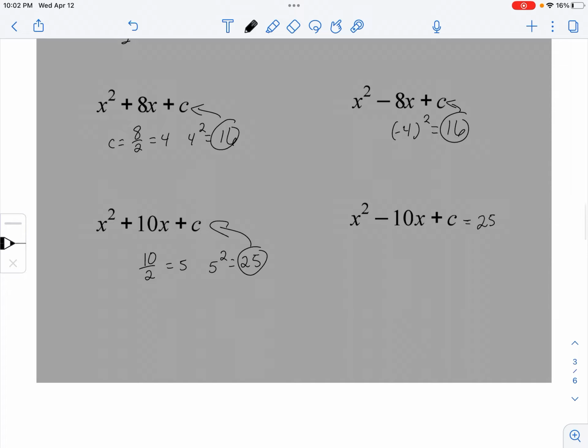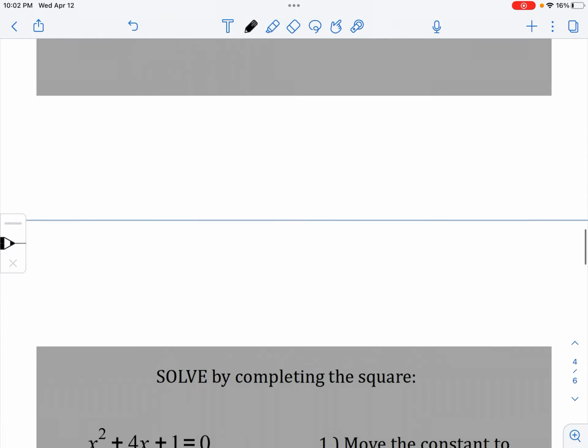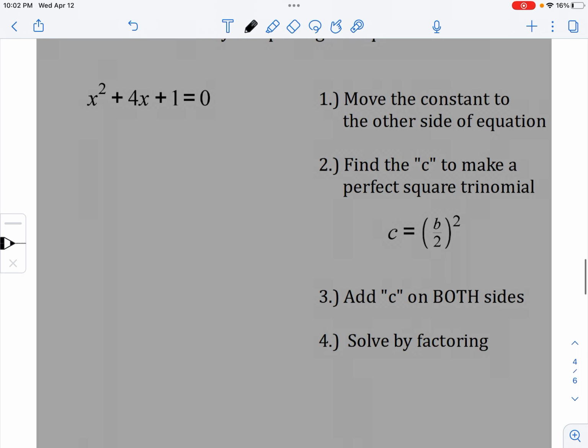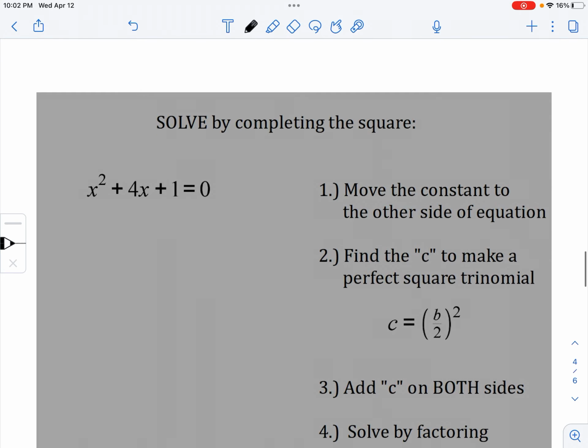So you can use this combined with square root to solve equations. So here it tells us, solve by completing the square. Step 1, move the constant to the other side of the equation. Well, our constant's right here. It's a plus 1. So to move it to the other side, we minus 1. So then we're left with x squared plus 4x is equal to negative 1.